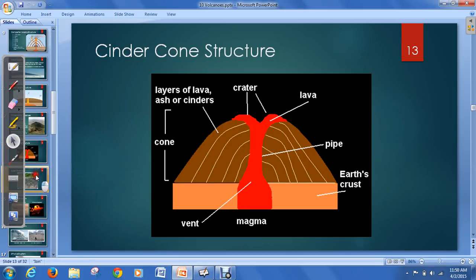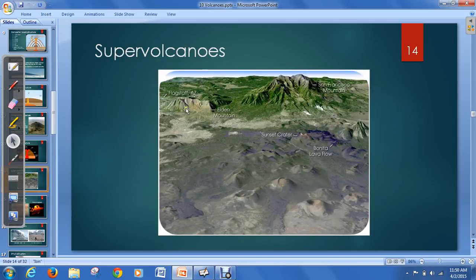Okay. The last volcano type we want to talk about is a supervolcano, which covers a very large area. If you look at this, you can tell this is actually in Arizona. Okay, here's Flagstaff, Arizona. And you can see this covers a very large area on the map, probably a good 50 to 100 miles.